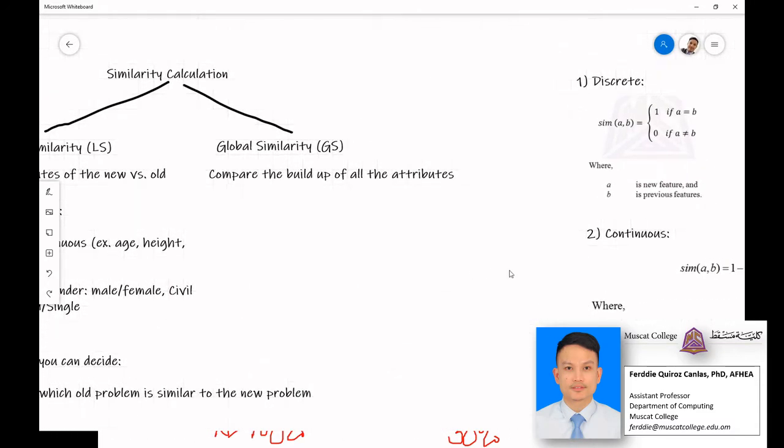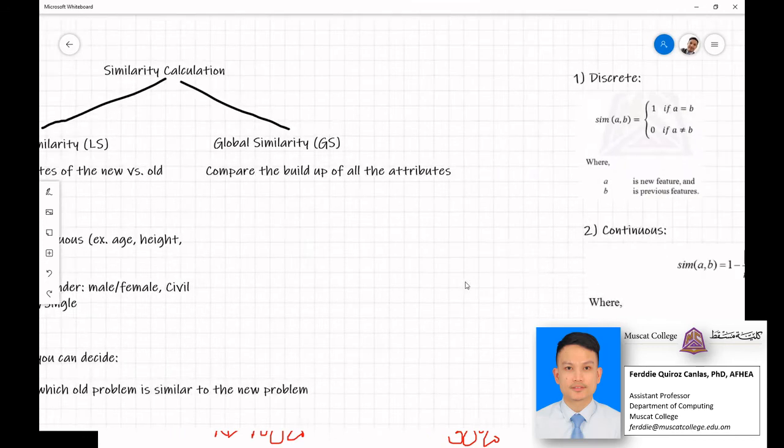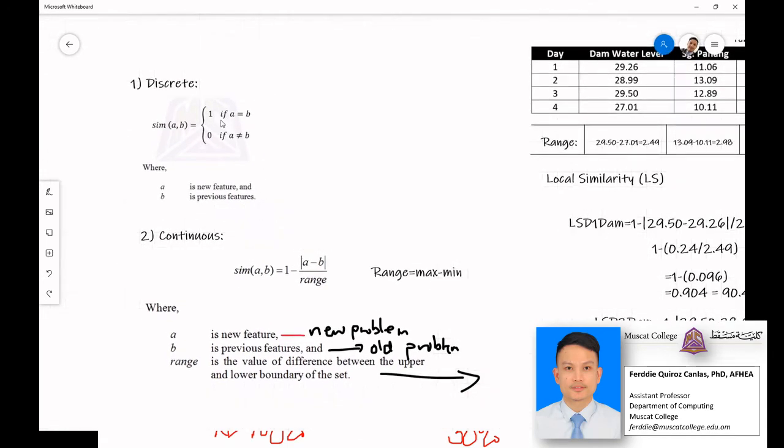And we discussed yesterday that we have a different formula for each type of case. If you're working with discrete values, the formula is here on top. You just have to follow this. Local similarity of A and B equals 1 if A is equal to B, and 0 if A is not equal to B. How could I say it in Arabic? If A and B are the same, then 1. If A is not the same as B, then you go with 0. Okay? So this is very simple for discrete.